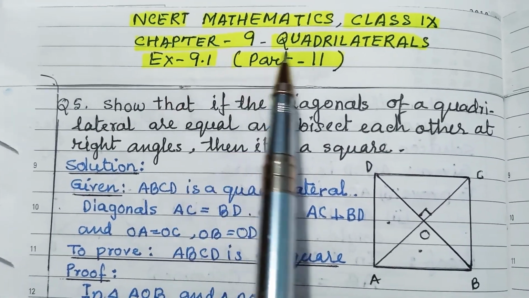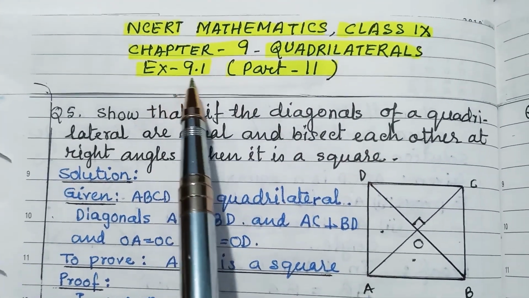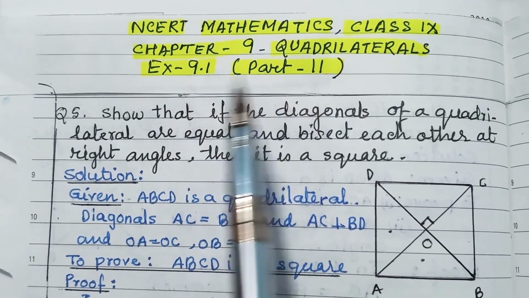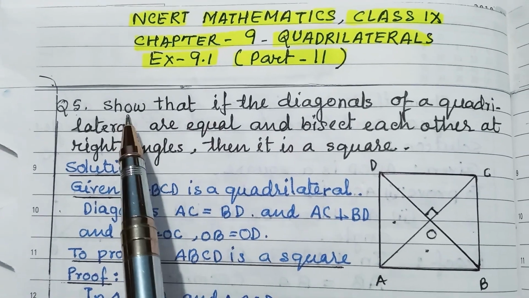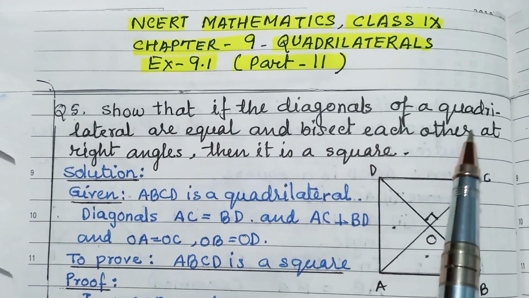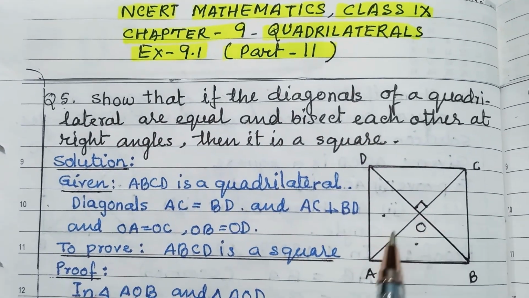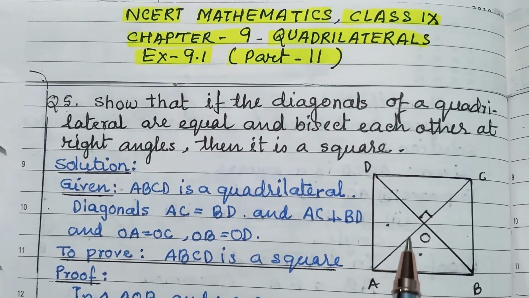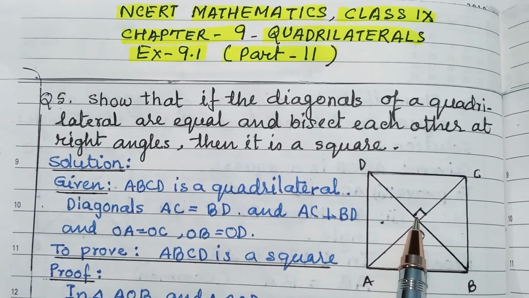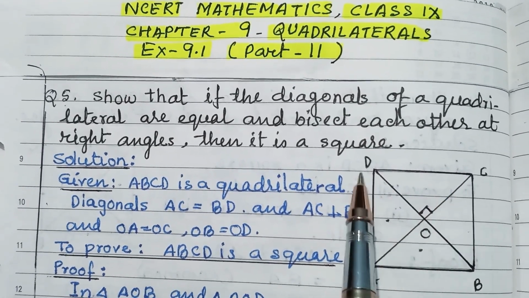It is chapter Quadrilaterals, exercise 9.1 part 2. In part 2 I will start from question number 5. The question is: show that if the diagonals of a quadrilateral are equal and bisect each other at right angles, then it is a square.